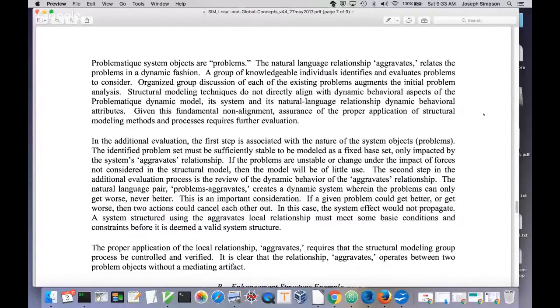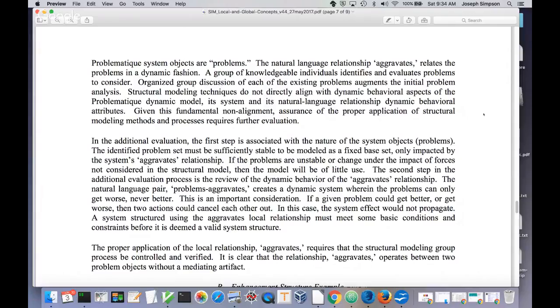Now, when you think about, well, what if I have a problem here that aggravates 3 of these problems, but it alleviates problem number 5. That evaluation, you can just assume that never happens, or you can go through and develop some kind of technique to evaluate that and get some information about it. In the local relationship, when you do that, it seems to work against the efficiency of the structural modeling process.